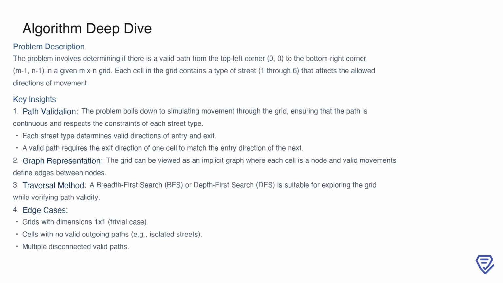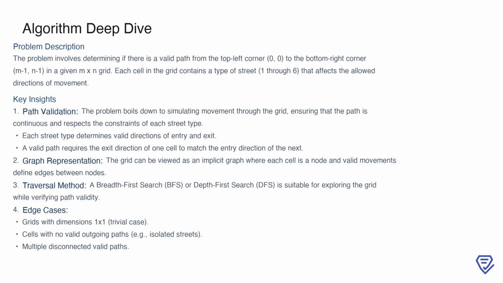To solve this problem, we need to determine if there is a valid path from the top left corner of the grid to the bottom right corner. The grid is essentially a network of streets, where each cell contains a specific street type, numbered from 1 through 6. These street types dictate which directions you can move in and out of that cell. The key challenge is to simulate movement through the grid while ensuring the path remains continuous. This means that the direction you exit one cell must align with the direction you enter the next cell.